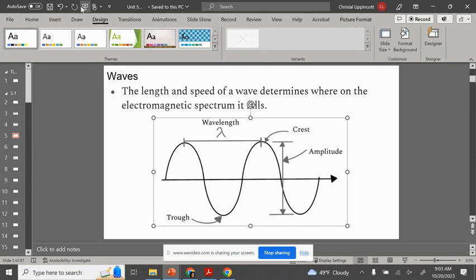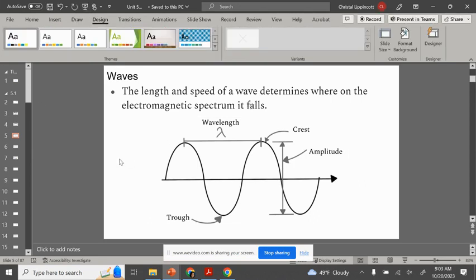In addition to the wavelength, we have other parts of the wave. The tops of the waves are called crests. The bottoms are called troughs. A trough is like an animal drinks out of a trough for their water. So that's where they got that terminology. Okay. The distance from the top of the wave to the bottom of the wave is called amplitude.